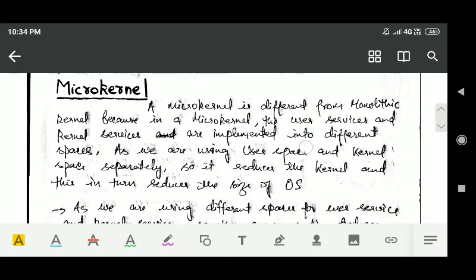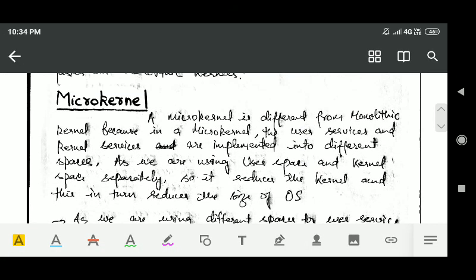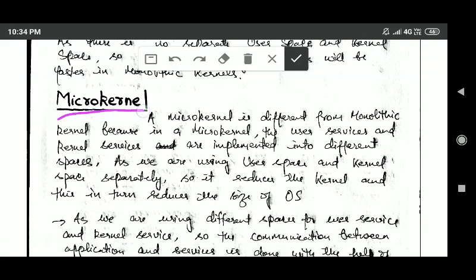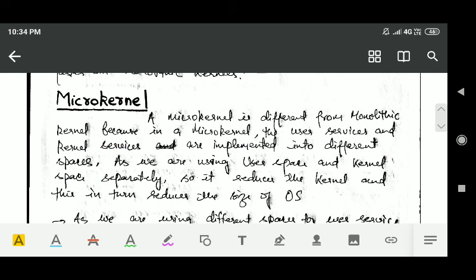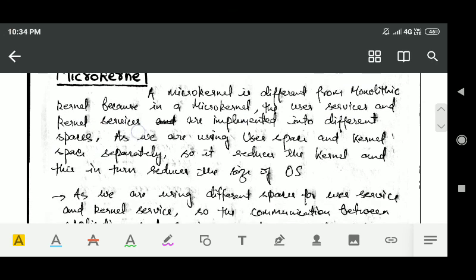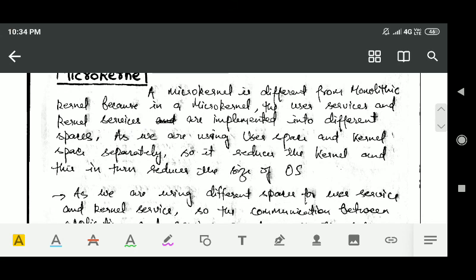Now let us see another type of kernel, that is microkernel. A microkernel is different from monolithic kernel because in microkernel the user services and kernel services are implemented into different spaces. As we are using user space and kernel space separately, it reduces the kernel, and this in turn reduces the size of the operating system.